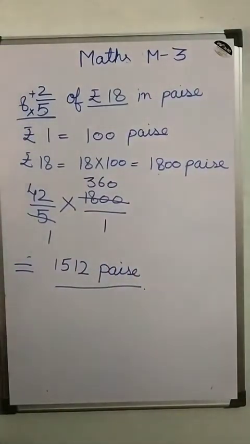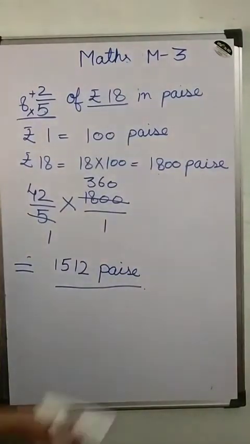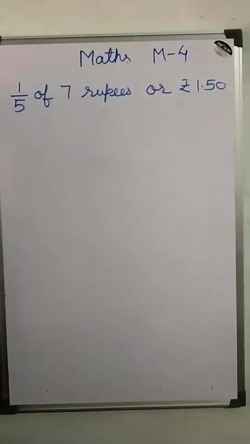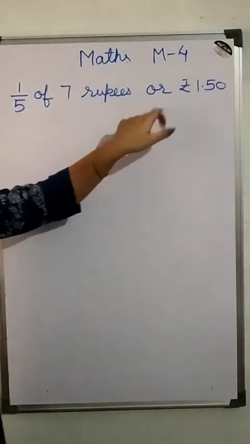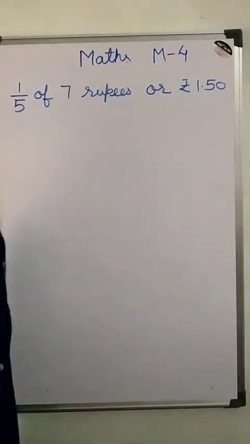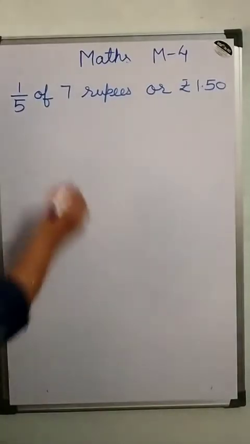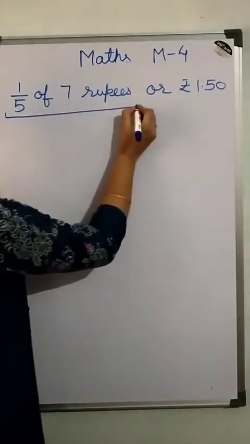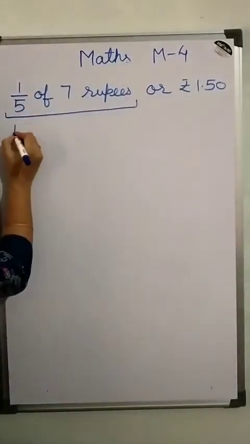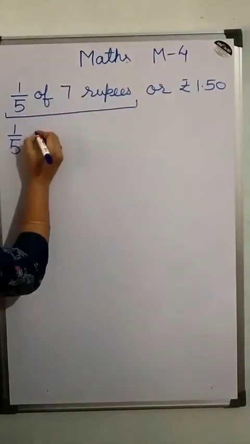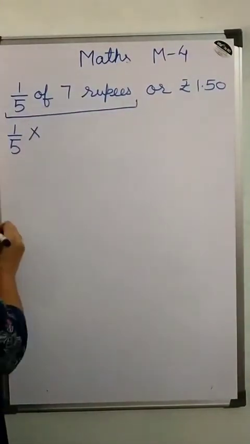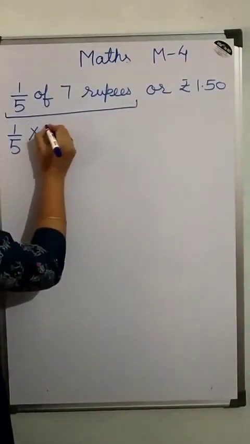So this is the solution of this question. Now let's take another module in which we compare two terms. So let's do another question, that is 1 upon 5 of 7 rupees or rupees 1.50. Here you have to compare these two terms. So first I am solving this one. Just have a look here. 1 upon 5, in place of "of", I'm writing multiplication, and here I'm writing 7.